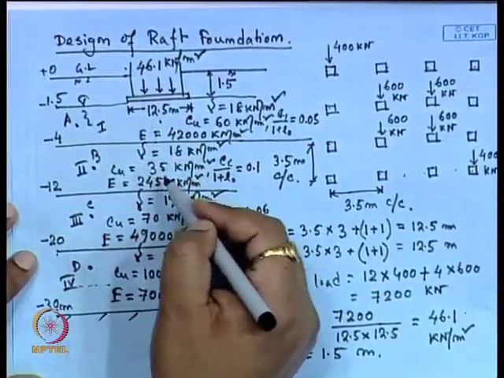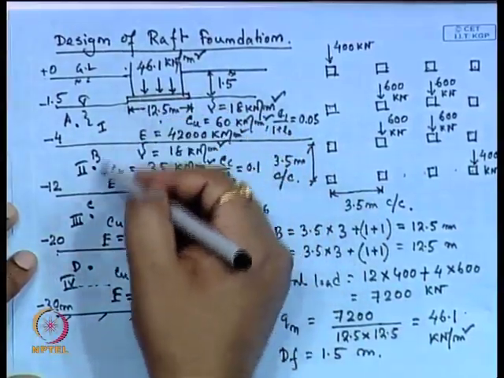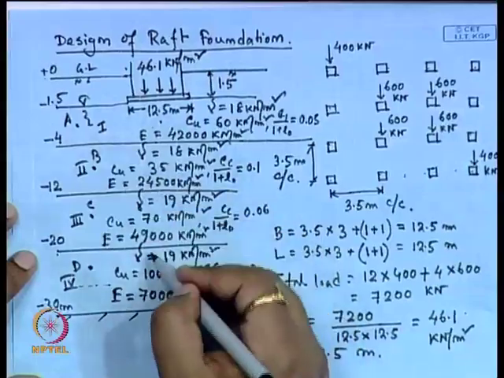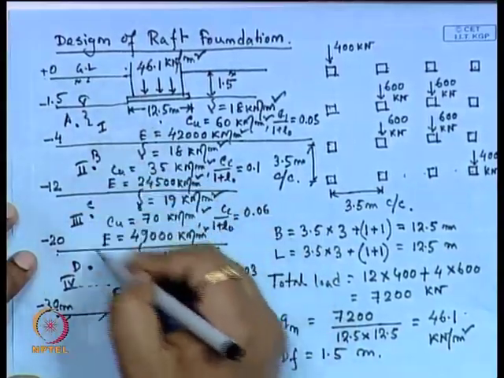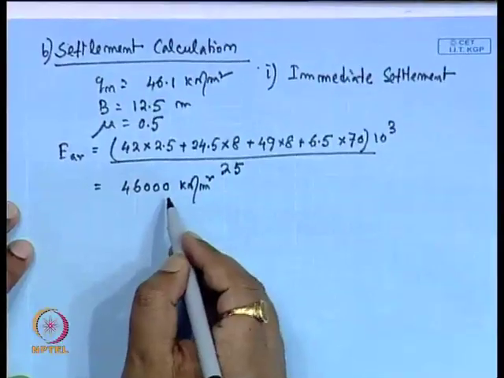So, that is why we took the minimum value there, but here this is up to 25 meters. All the other thicknesses also influence the settlement when we calculate it, so that is why we are taking the weighted average value. So, this is 46,000 kilonewton.